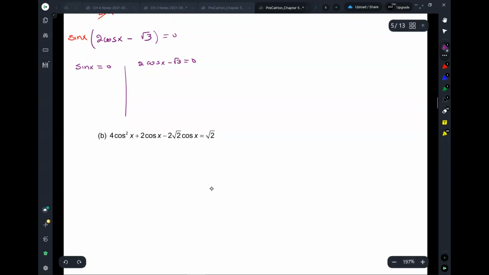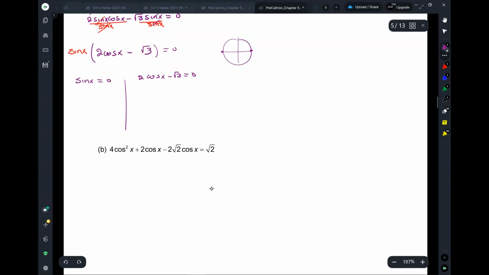Okay, so now let's think. Where is sine x equal to 0? Sine is the y value. Where is it equal to 0? Here and here. Remember, sine is always the y value. So think on the unit circle, where is the y value 0? Here, y value is 1, y value is 0 again. So at 0 and pi.